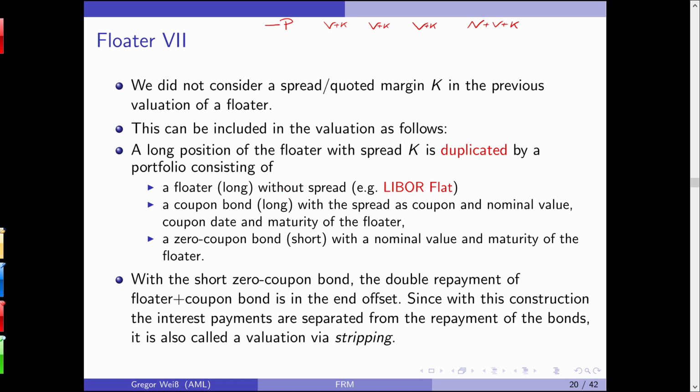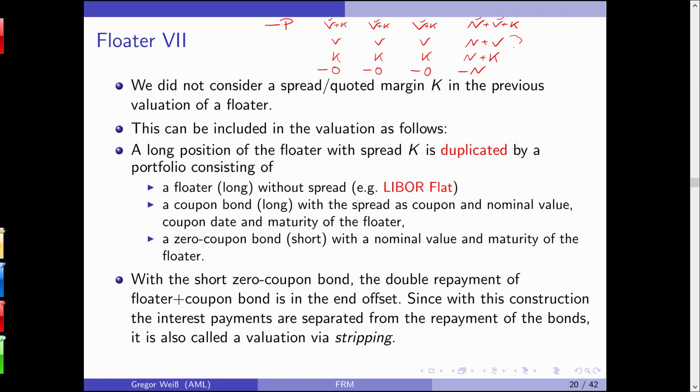You take a floater long without the spread, so variable, variable, variable, and plus notional. So this is done, this is done. A coupon bond long with a spread as coupon and the nominal value of the floater, so K, K, K, N plus K. And a zero coupon bond short with the nominal value and maturity of the floater. So minus 0, minus 0, minus 0, minus N.